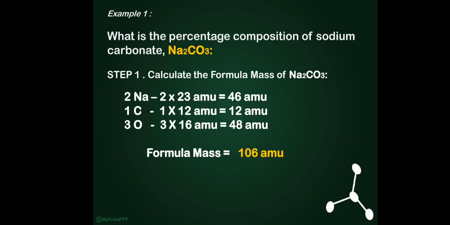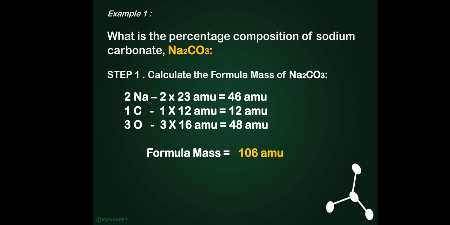So let's proceed. Example number 1. What is the percentage composition of sodium carbonate, Na2CO3? So step 1 that you are going to do is calculate the formula mass. It's very simple. I've already discussed that with the percentage composition. Let's divide the compound into elements. We have 3 elements present in sodium carbonate: sodium, carbon, and oxygen. So let's find out the quantity of the atoms. Sodium is 2, since there is a subscript. Carbon is 1, invisible 1 here. And oxygen we have 3.